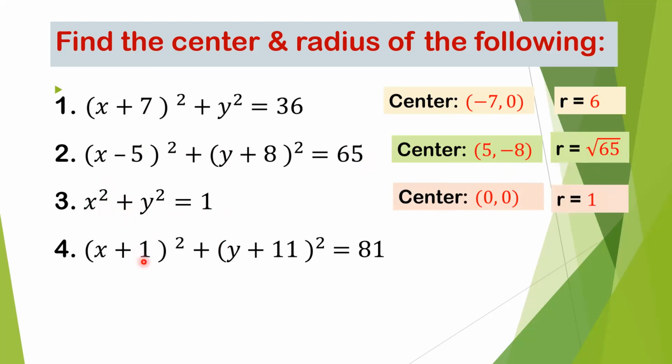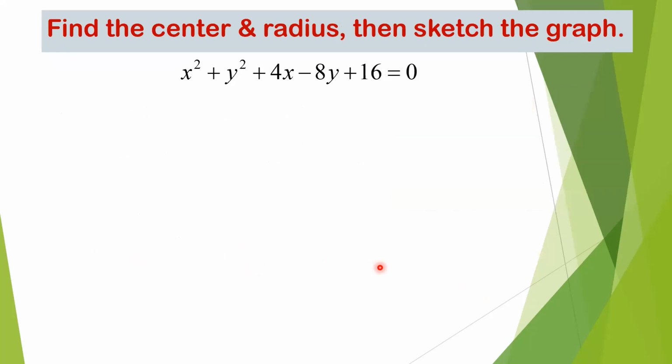Whereas for number 4, this is actually x minus negative 1 and this is actually y minus negative 11. So our center is negative 1, negative 11, and the radius is square root of 81, which is 9. There you go. Now, how about this general form? How do we find the center and radius of this before sketching its graph?